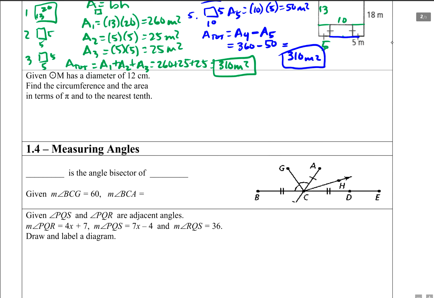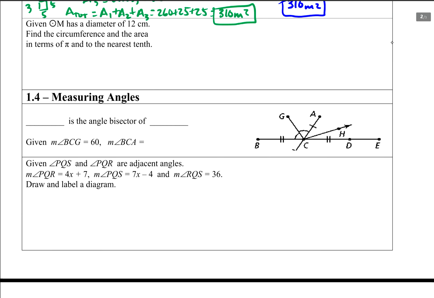All right, last problem in 1.8. Given circle M has a diameter of 12 centimeters. That means we know the radius is just diameter divided by 2, which is 6 centimeters. Find the circumference and the area in terms of pi.